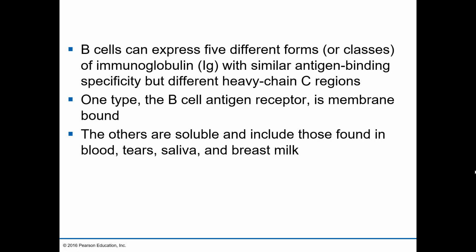So B cells can express 5 different forms or classes. One type is membrane bound. The others are soluble, so we get them. So there's antibodies found in our blood, our tears, saliva, and in breast milk. That's why they say that it's so important for newborns to have a little bit of that breast milk. Now there's a lot of formulas, at least for humans, that can be effective, but especially for young mammals in the animal kingdom, it's important for that baby to nurse from the mother in order to gain better immunity.